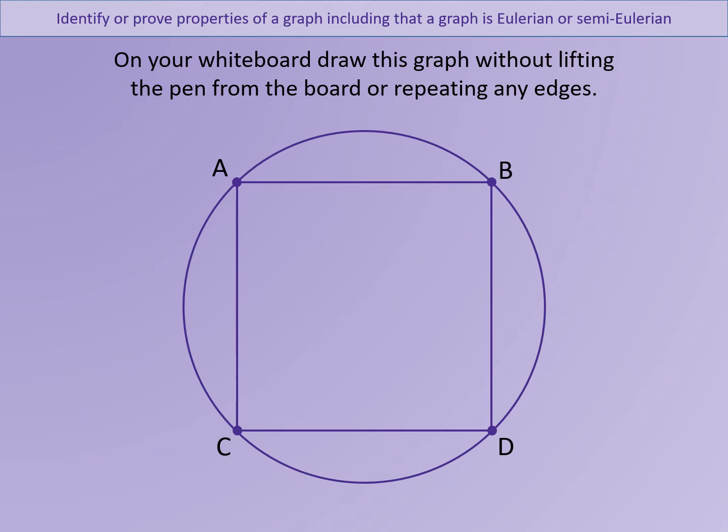Now try the same thing with this graph, drawing it without lifting your pen from the paper and without repeating any edges. You will find for this graph it's possible to do this starting at any vertex, and you will always end at the place where you started.